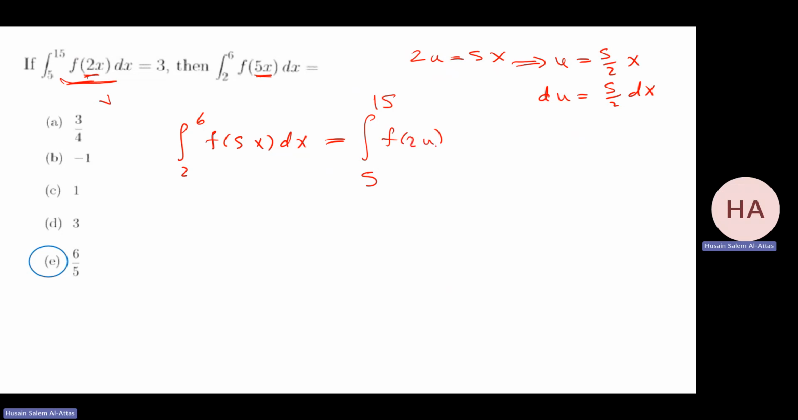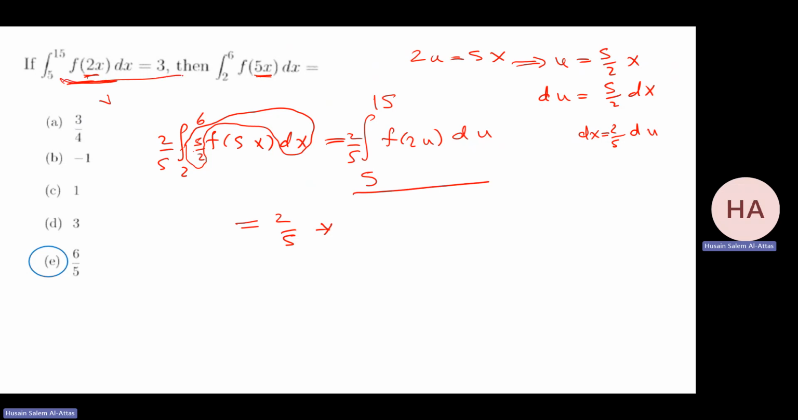F of 2u. And I need, yeah, the x is what? The x is 2 over 5 du. So multiply by 2 over 5 du. Or you can do it with 5 over 2, and this is 2 over 5. It's up to you. Yeah, I usually do it this way, so let us do it this way. So this will be du. And that will be du. Don't forget 2 over 5 outside. So the answer is 2 over 5. This one is this one, which is 3.